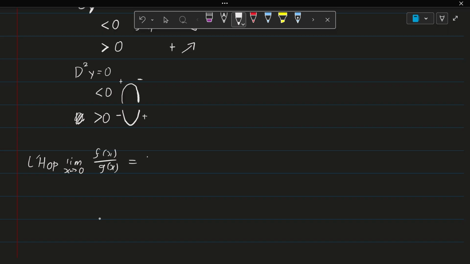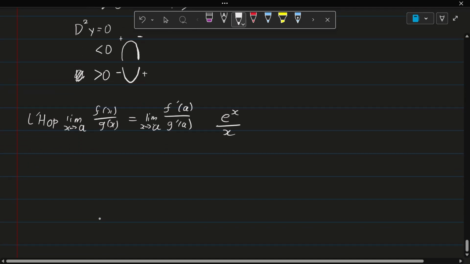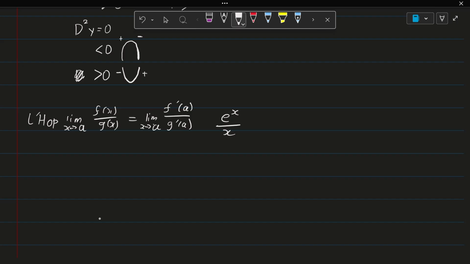So this would be equal to the limit of x going to the same value. So instead, let's just do a. X going to a of the function derivative of a over the g derivative of a. So one example of this is e to the power of x over x. So let's actually check when x goes to infinity. What will happen when x goes to infinity? Will it go to 0 or will it go to infinity? Just by using L'Hopital's rule, when x goes to infinity, we would obtain that this will be the same thing as e to the power of x, which is going to infinity.